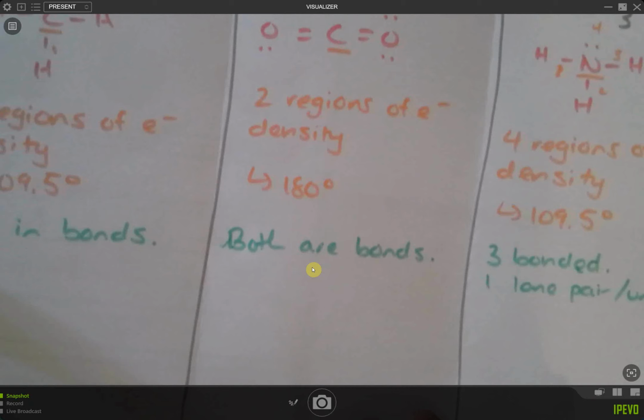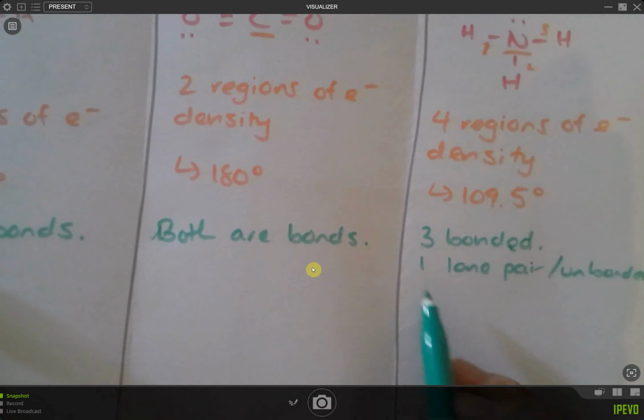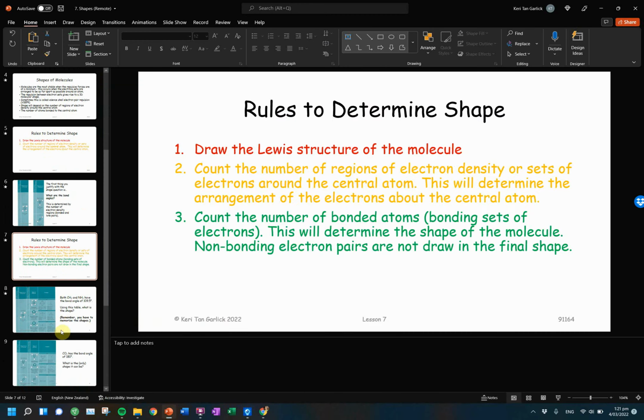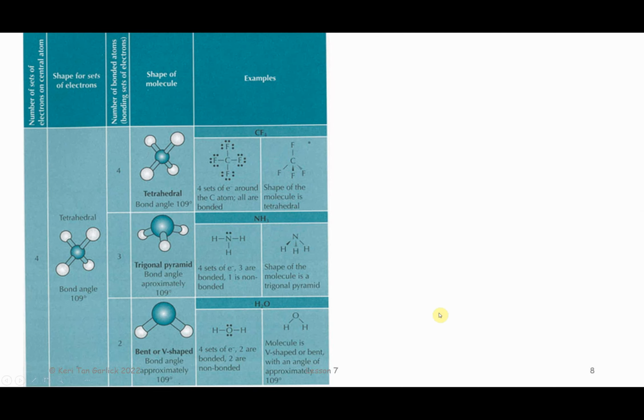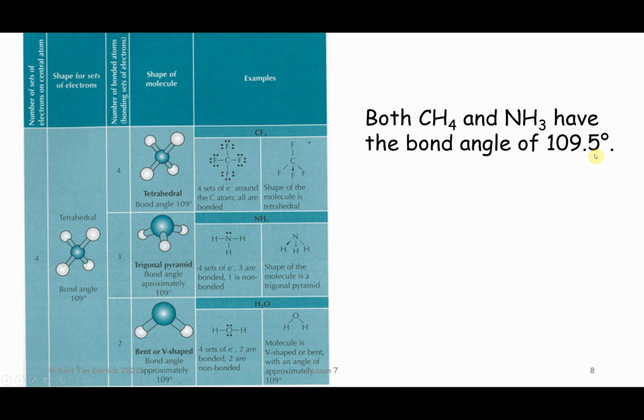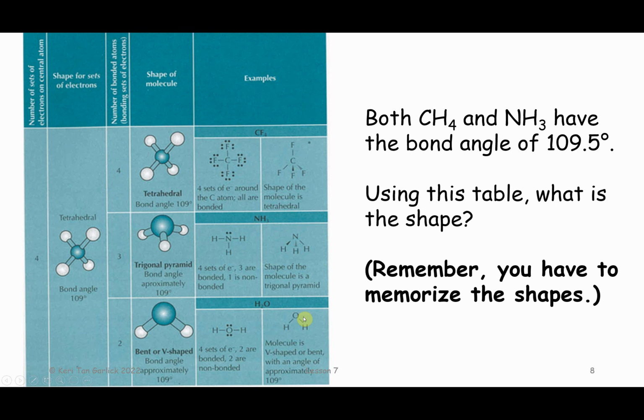So like I said, what that means is that that lone pair will affect the shape but not be drawn in the final shape. So now let's look at our table of possible shapes. So this first table that we're looking at, we are thinking about the ammonia example and the methane example. So they both have the same bond angle because they have 4 regions of electron density. But using this table, you notice that there would be 2 different shapes. So the methane, the CH4, is going to have a tetrahedral shape, whereas the ammonia, because it has a lone pair of electrons, is going to have the trigonal pyramid shape.